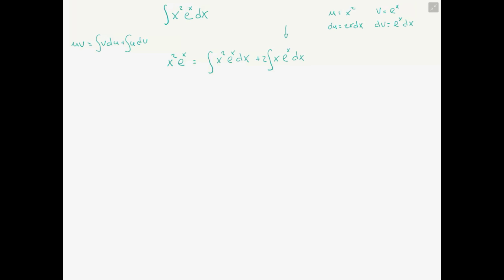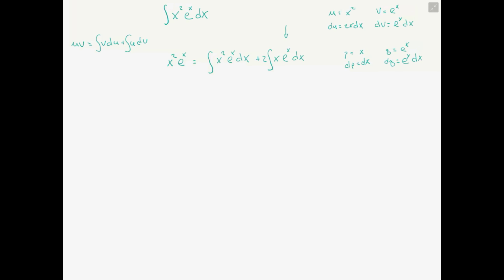Now, this we need to use integration by parts again. So let's call our variables p and q. So we'll say p equals x, dp equals dx, q equals e to the x, dq equals e to the x dx.